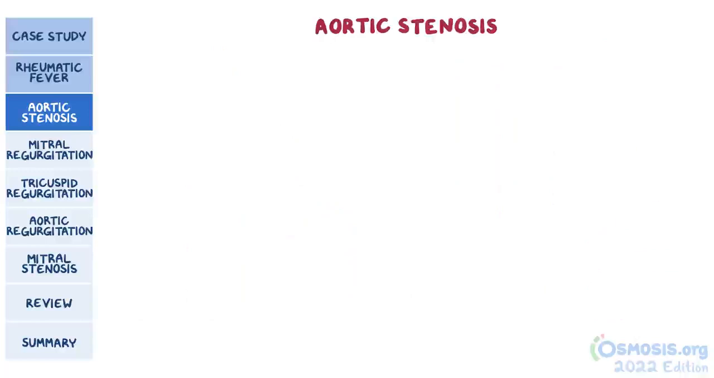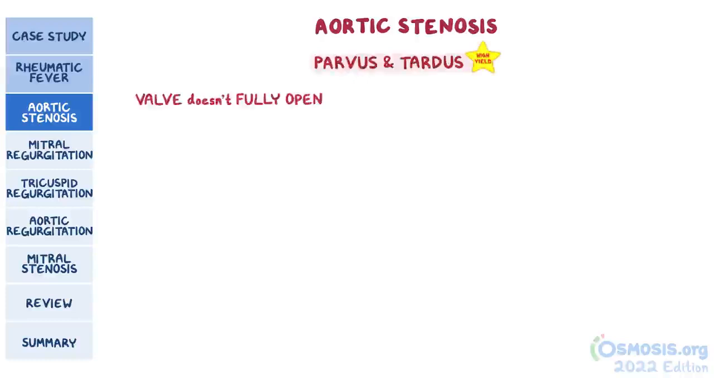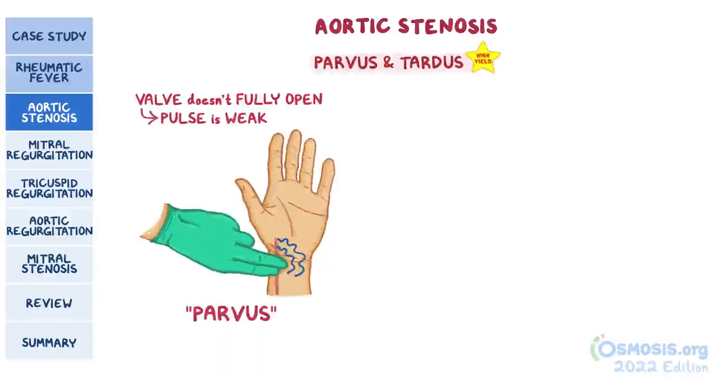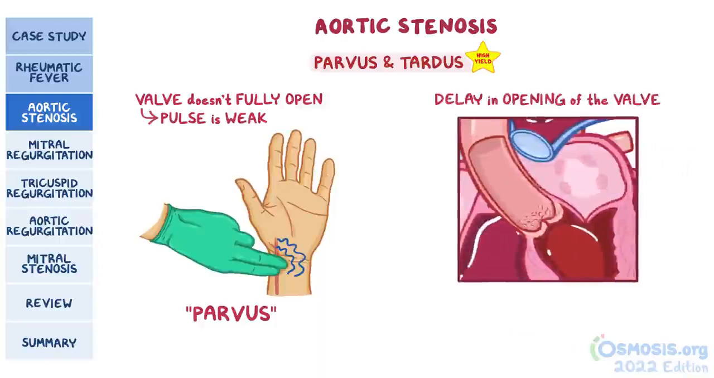In aortic stenosis, the pulse is described as being parvus and tardus. That's because the valve doesn't fully open, so there's less blood flow and the pulse is weak, or parvus. And there's a delay in the opening of the valve that occurs a bit later than expected, so the pulse is also late, or tardus.